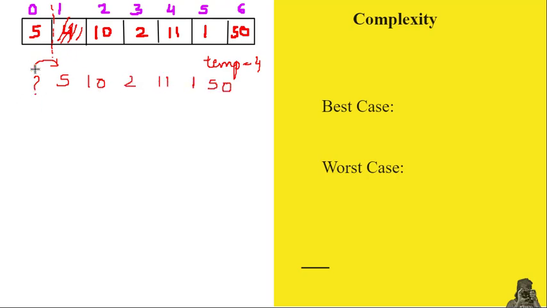Now again we will check if another value is there. No other location is there in the sorted array. So now this value, this 4, can be shifted to this question mark.